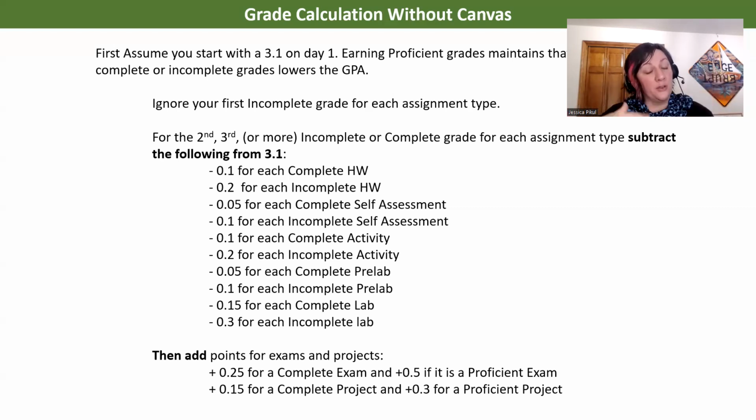And then that would bring the grade down, and then I would add points up. So I would add a 0.25 for each complete exam, or a 0.5 if it was proficient, and then a 0.15 for each complete project, or 0.3 if it was proficient. So there's a way to easily calculate your grade, even though this looks very long, and I will create a little Excel sheet to input it if you are interested in doing that in the early parts of the quarter, or if you want to play around with the pathways to your grade goals. All right, let me know if you have any questions about this.